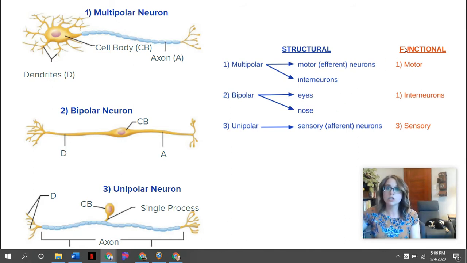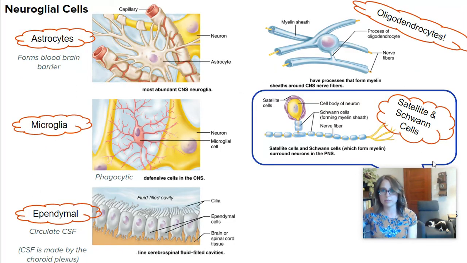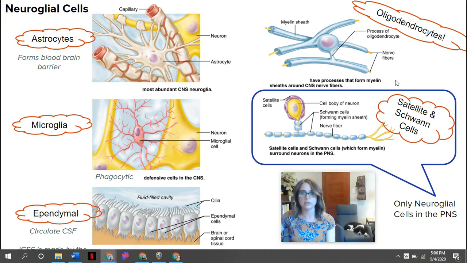The functional unit of each of these is multipolar units are both motor and inner neurons. It's not a typo, it is meant to say one here because they are a type of inner neuron. And then unipolar neurons are sensory neurons. We'll see a diagram that shows that in more detail in a bit.